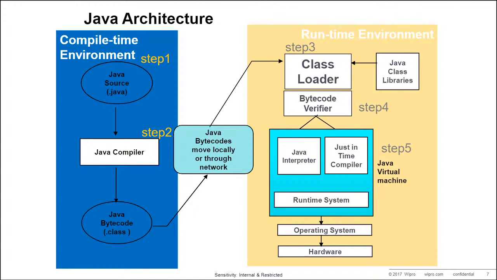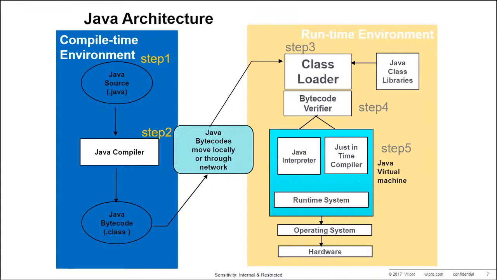Then the bytecode verifier checks, and it is the one which assures security. Then it will be given to the JVM, where it gets processed line by line with the Java interpreter. Then the just-in-time compiler processes things in a very quick fashion, because as we know, the interpreter executes slower compared to the compiler. That is the reason the just-in-time compiler is used to make things faster. Then it will be interacting with the underlying machine, the operating system and the hardware.